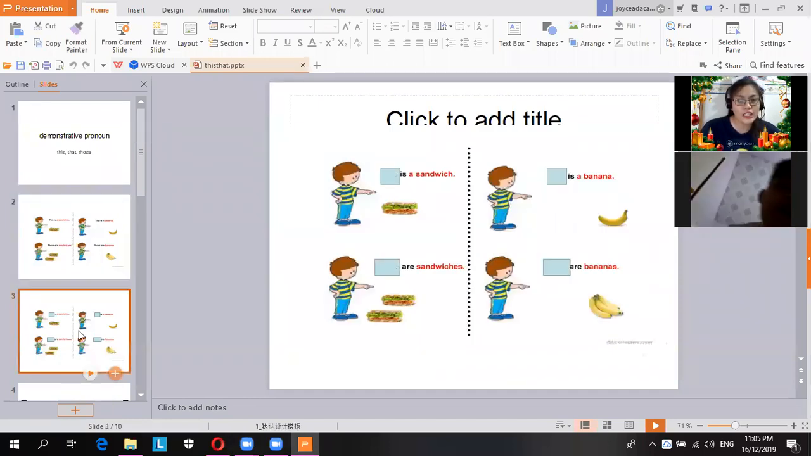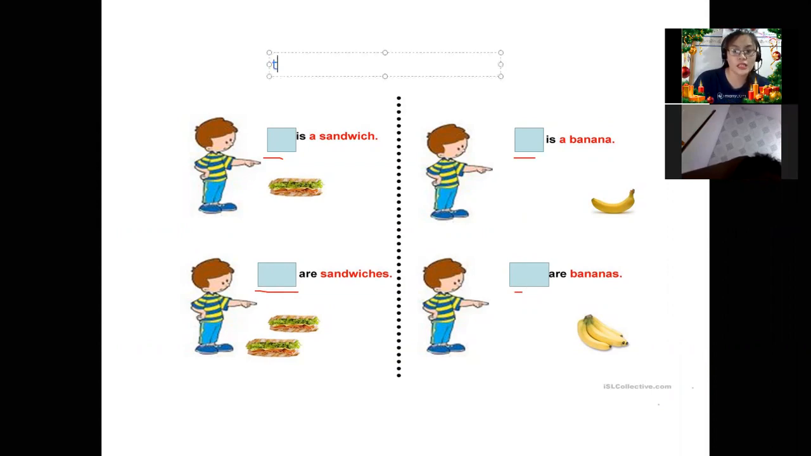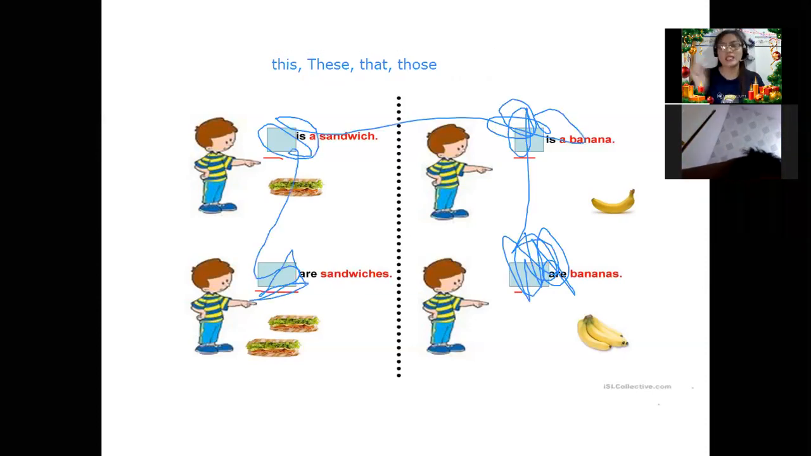Okay. Can you answer this one, Dom? Look at this one. You see there are missing words here on the boxes. Let's see. Oh, yes. Okay, so I will give you choices. Choose from this. This. There. This. That and stop. Okay, this one. Oh, can you write it down?